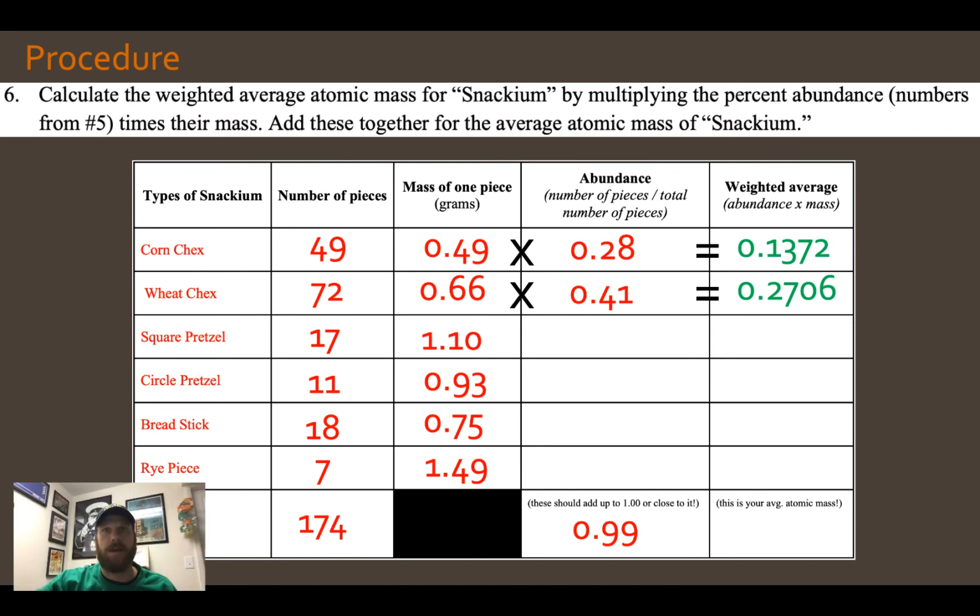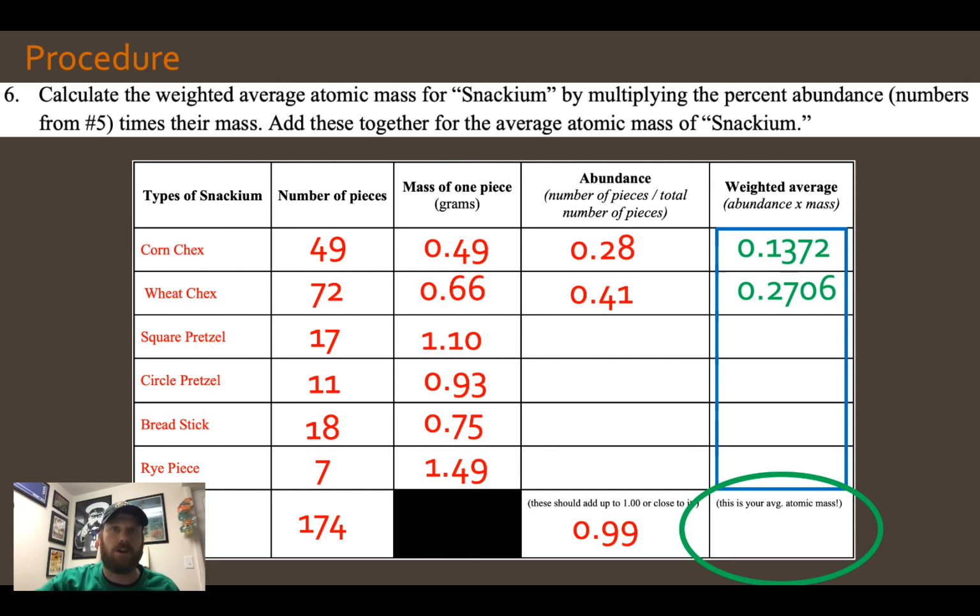The final steps in determining the average mass of our imaginary element, Snackium, would be to add up the weighted averages and round the answer to 2 decimal places. That value will go in the box in the bottom right corner of the data table. The units on your answer should be grams.